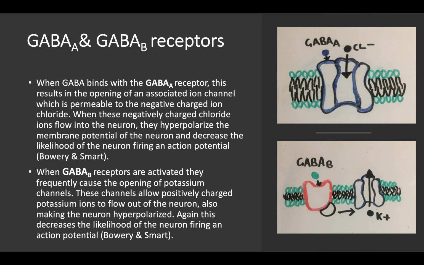When the GABAB receptors are activated, as shown in the bottom right picture, they frequently cause the opening of potassium channels. These channels allow positively charged potassium ions to flow out of the neuron, also making the neuron hyperpolarized. Again, this decreases the likelihood of the neuron firing an action potential.